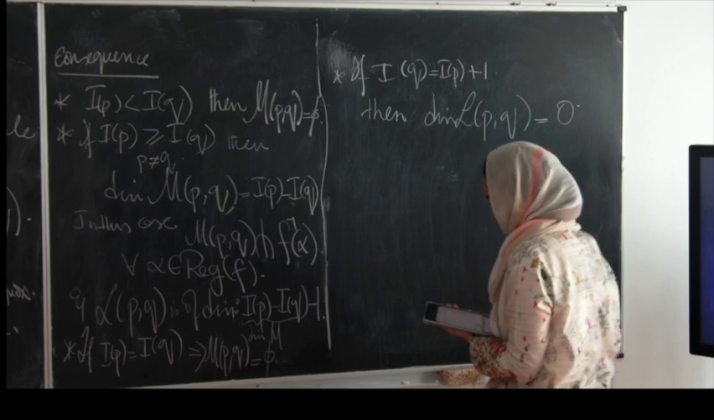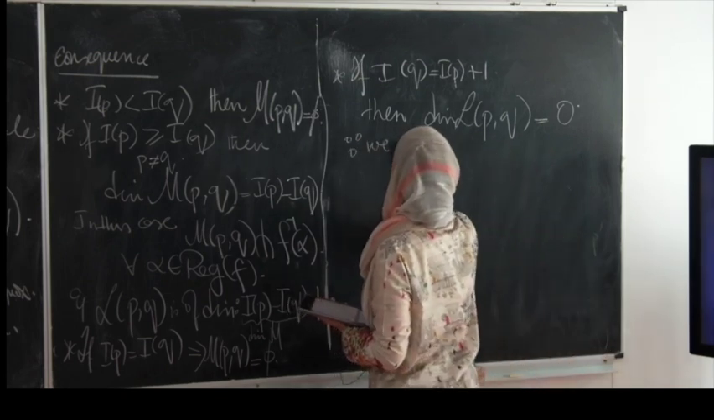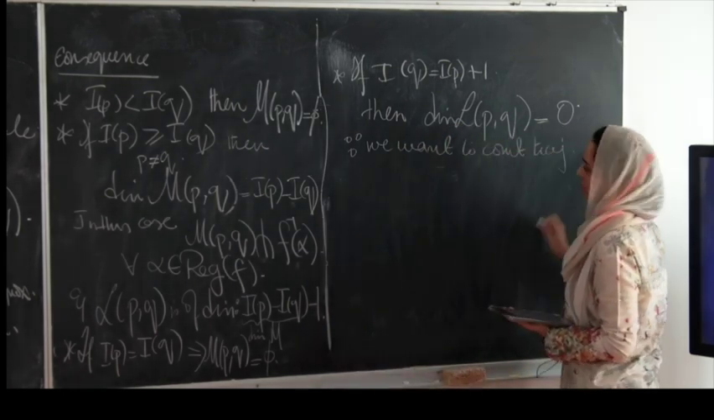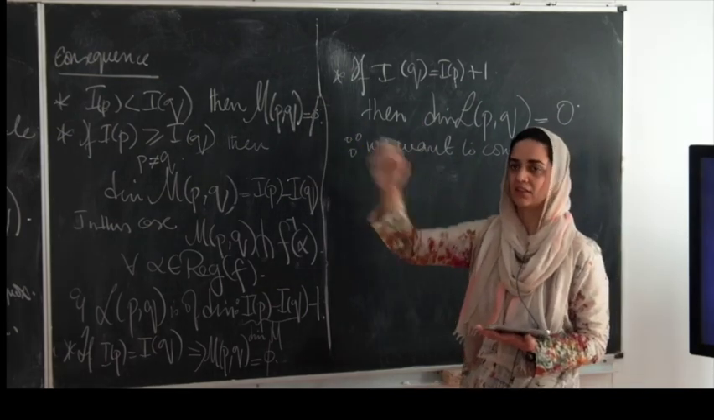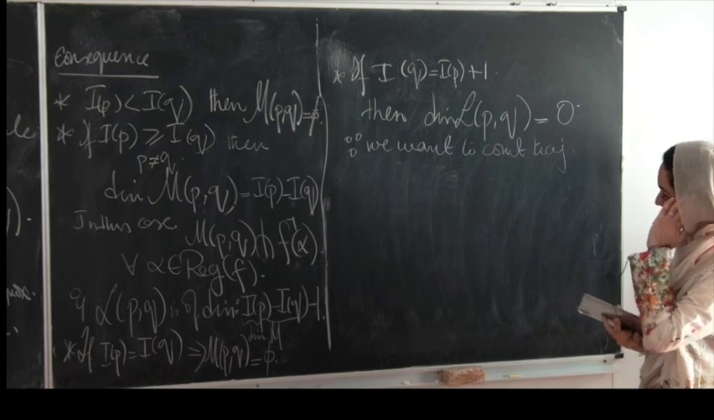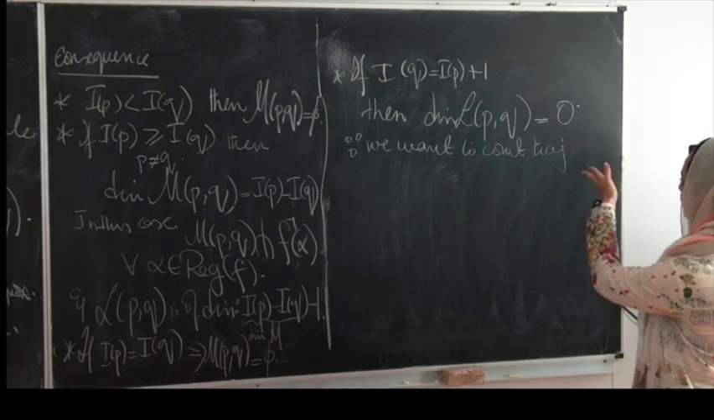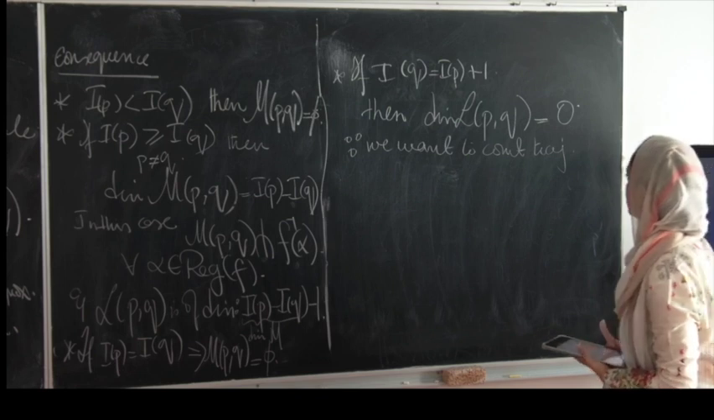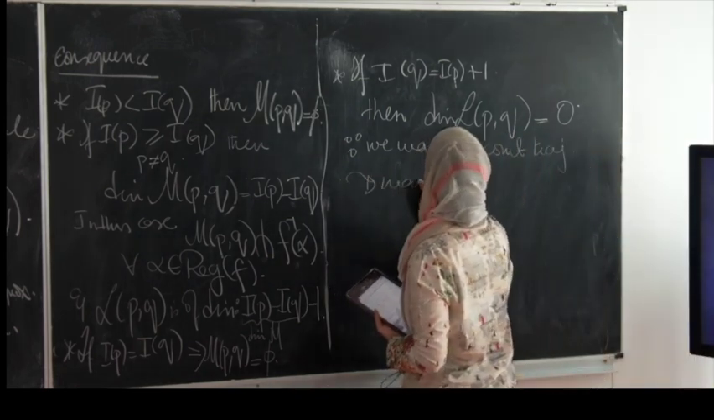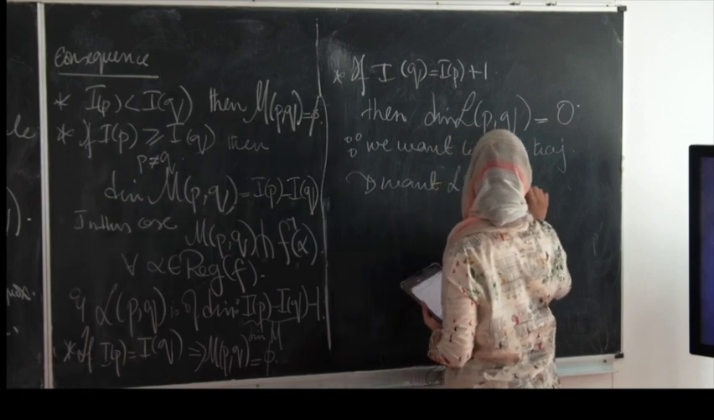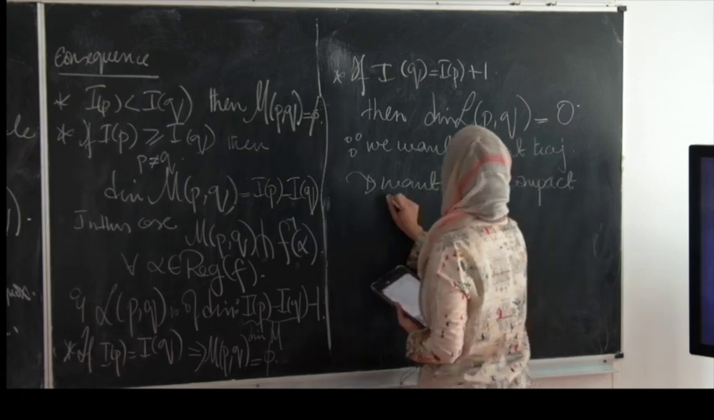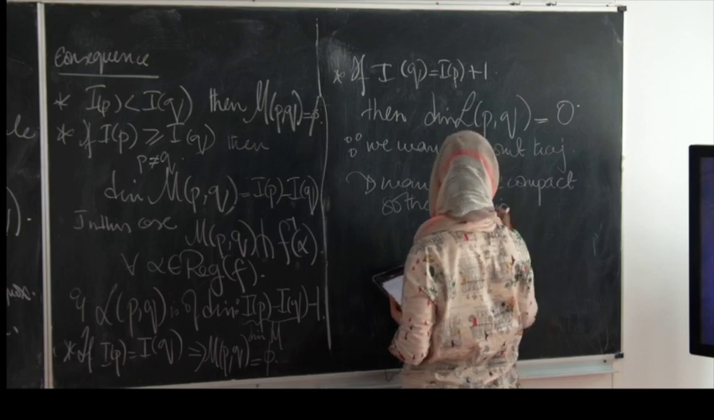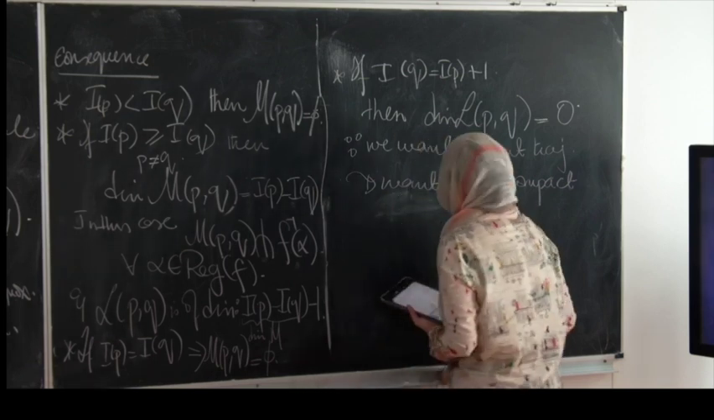Okay, and since we want to count these trajectories, it makes sense to count their one-point representatives. So when you look at these one-point representatives, they form a manifold of dimension 0. You want it to be compact, so that the count is finite. So we want this L to be compact. So the count is finite. Okay, so you can count.